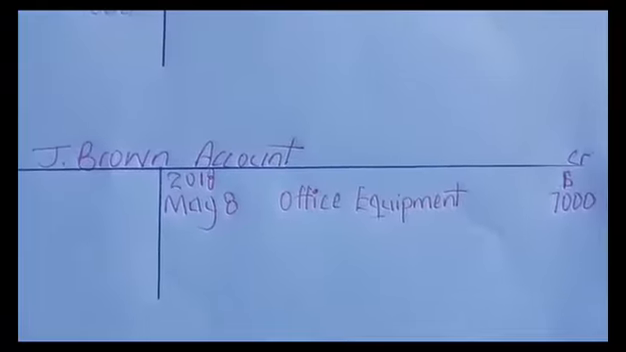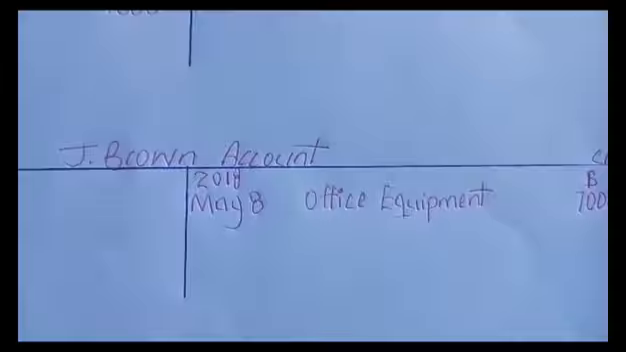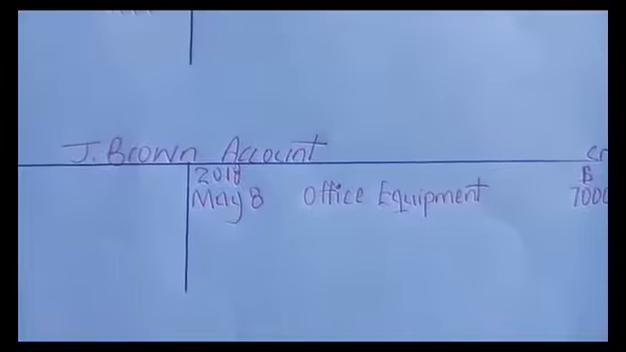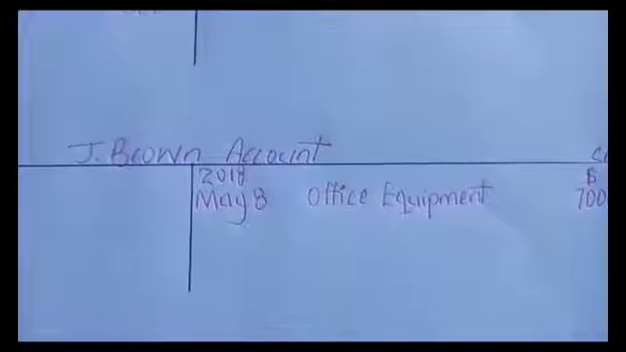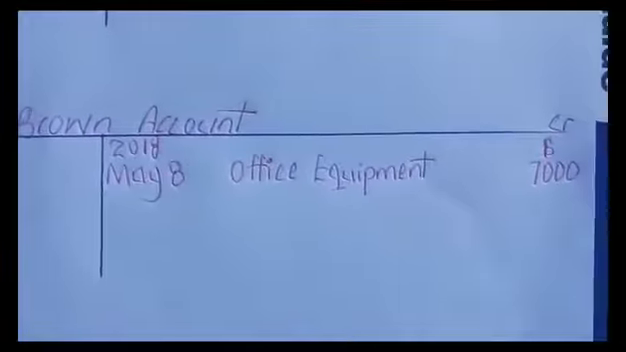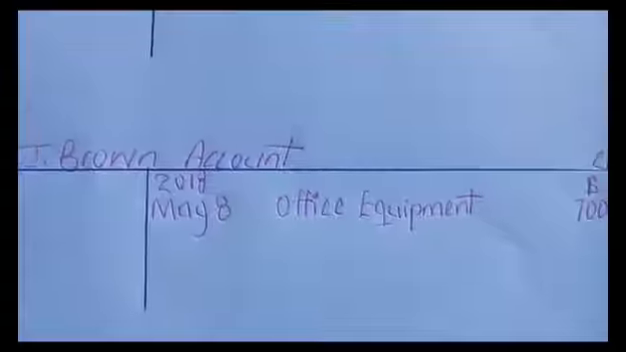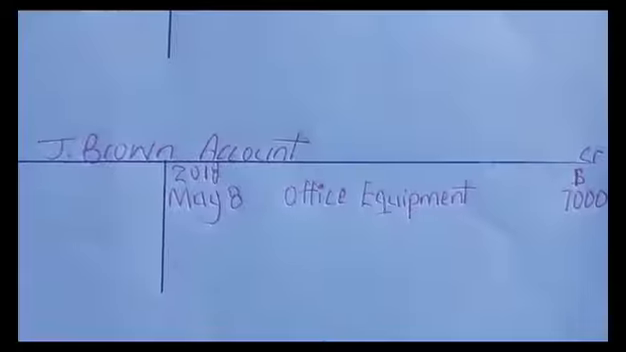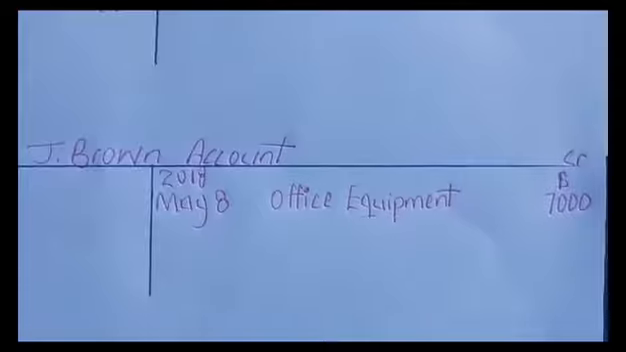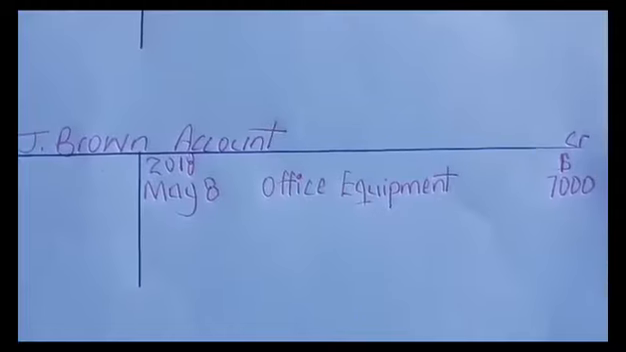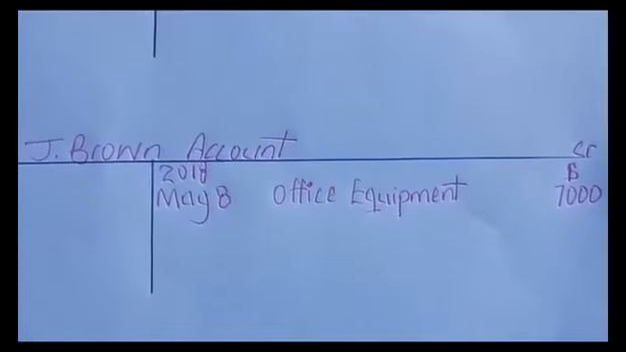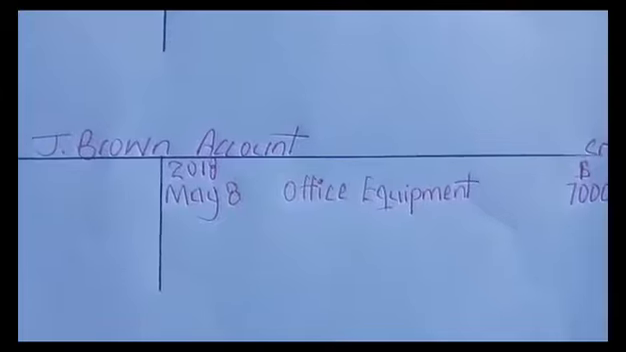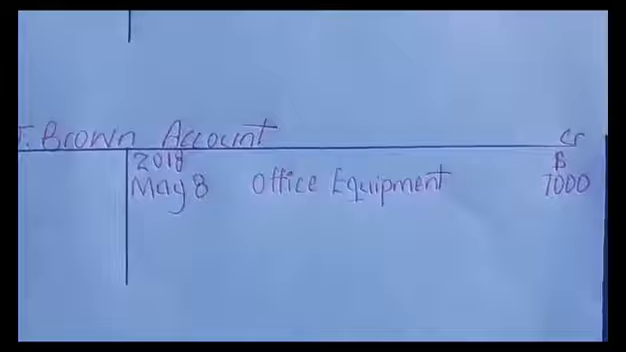So J. Brown again, it's a liability to the business because the business owes J. Brown. And the business owes J. Brown for office equipment that was taken on May 8th, amounting to $7,000. So the business owes J. Brown for this office equipment. So hence, we have to put it on the credit side of J. Brown account, because J. Brown is a liability account, and as liability increases, we are supposed to credit.